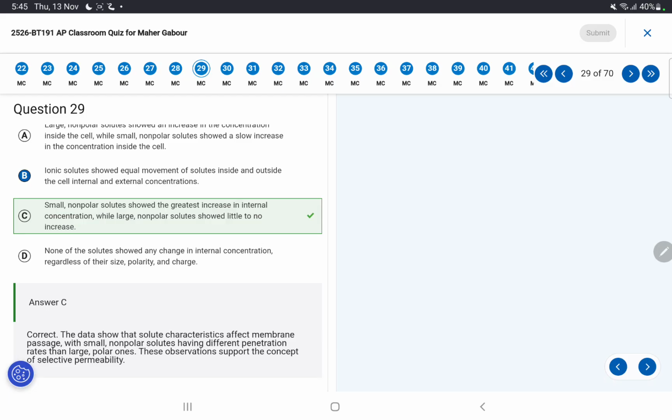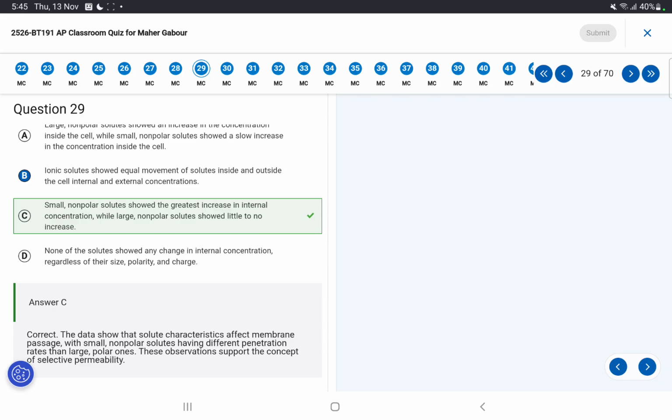Okay, so the correct answer is small non-polar solutes showed the greatest increase in internal concentration. Why? Because it moved from the area of high concentration to the area of low concentration smoothly, right through. It diffused through, no need for anything, easily through the bilayer.